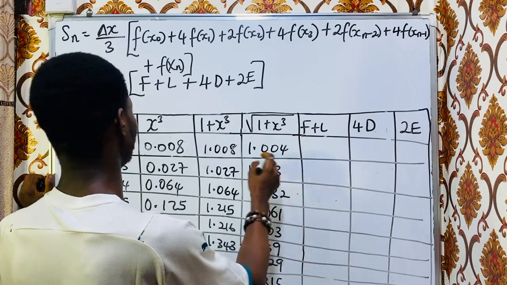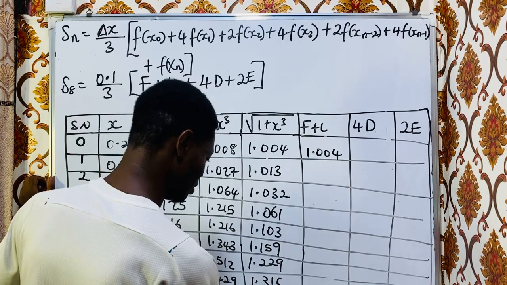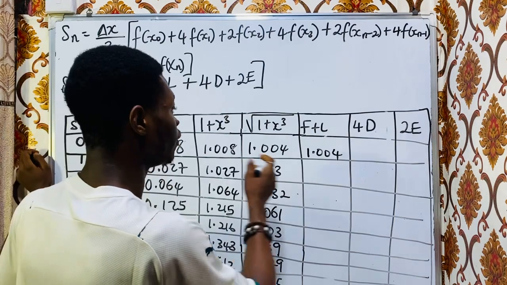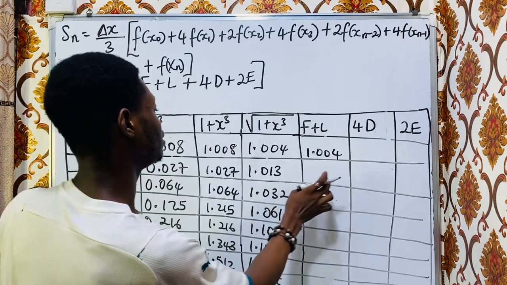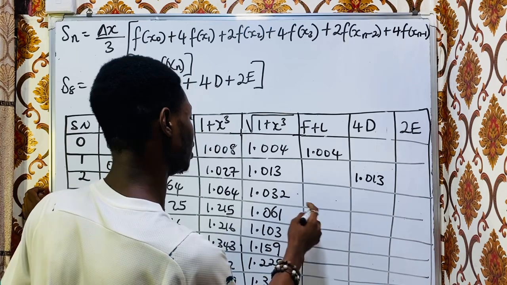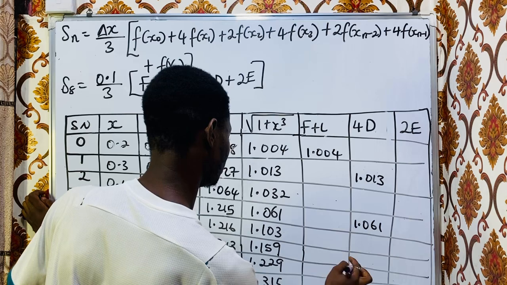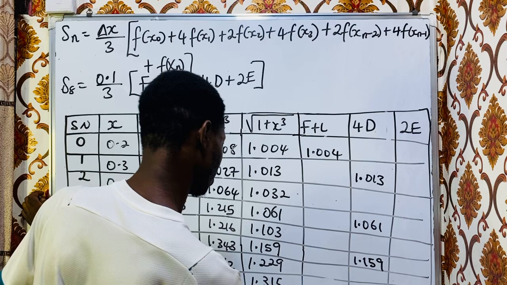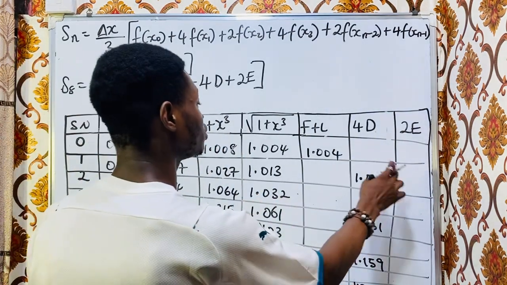So first term is this 1.004. Our last term is 1.414. Right? So now we are going to do 4 times odd numbers. Which one is an odd number? This one is an odd number. Let me write it: 1.013. Then which other one is odd? This one, 1.061. Which other one is odd? 1.159. Which other one is odd? This one, 1.315.